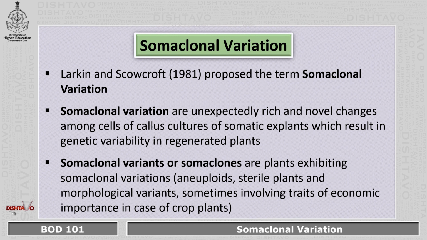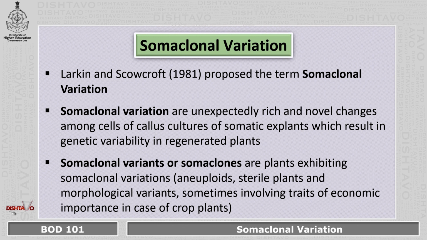Larkin and Scowcroft proposed the term somaclonal variation. Somaclonal variations are unexpectedly rich and novel changes among cells of callus cultures of somatic explants, which result in genetic variability in regenerated plants. Somaclonal variants or somaclones are plants exhibiting somaclonal variations. Examples: aneuploids, sterile plants, and morphological variants, sometimes involving traits of economic importance in case of crop plants.